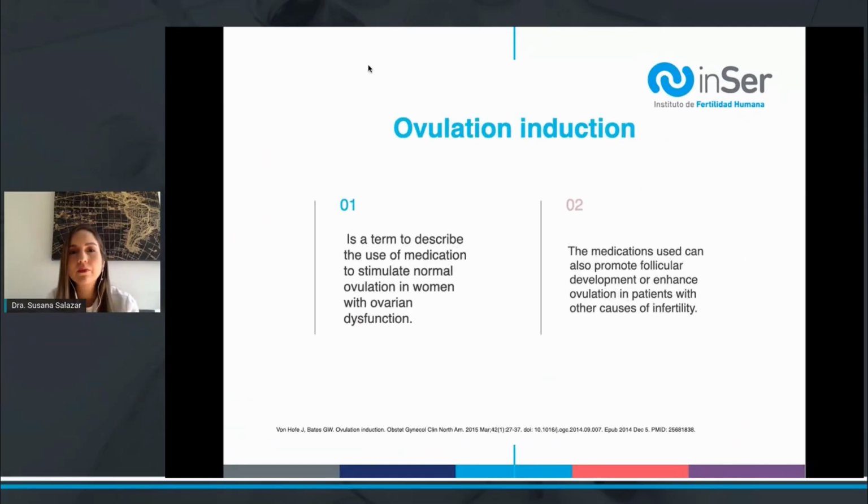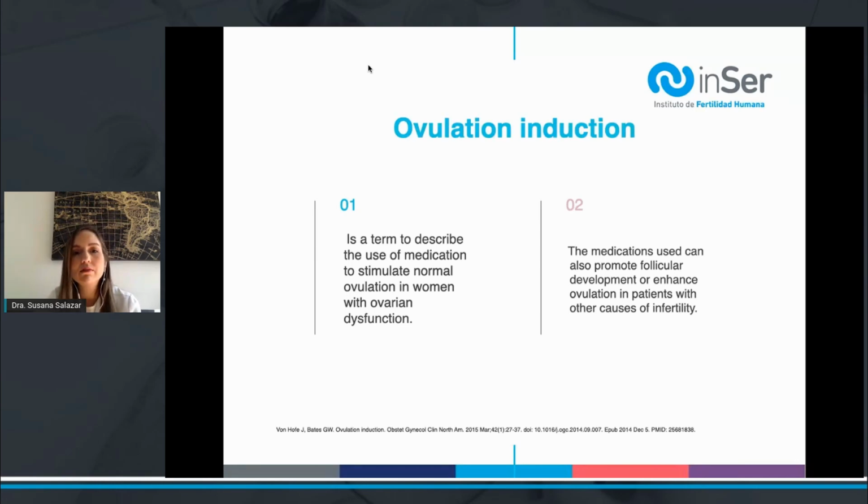Today, I'm going to talk to you about ovulation induction medications. Ovulation induction is a term to describe the use of medication to stimulate normal ovulation in women with ovarian dysfunction. The medications used can also promote follicular development or enhance ovulation in patients with other causes of infertility, and they can be used to hyperstimulate ovaries for egg harvesting in ART.